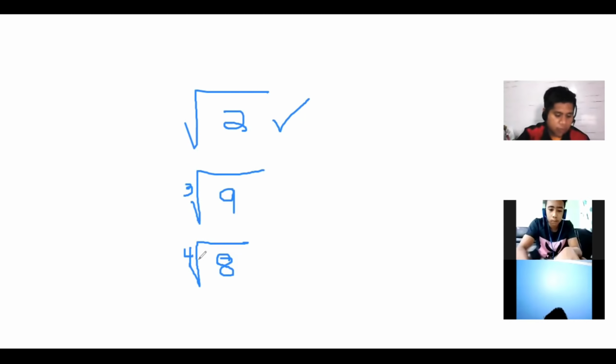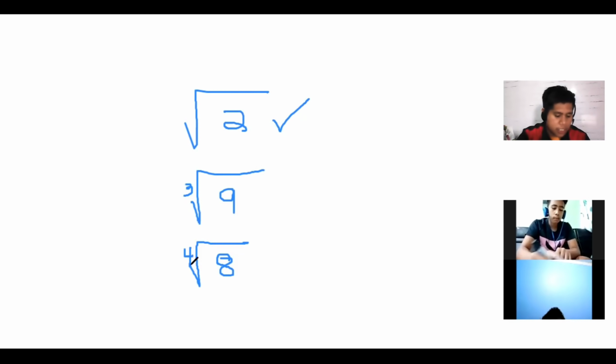That is the index of your radical sign, and it represents the root that you're going to get. So here we're going to get the root of 2, here we're going to get the root of 3, and here we're going to get the root of 4. So if the index n in the nth root of a is an odd number, when we say odd number, children, those numbers start with 3: 3, 5, 7, 9, 11, right?